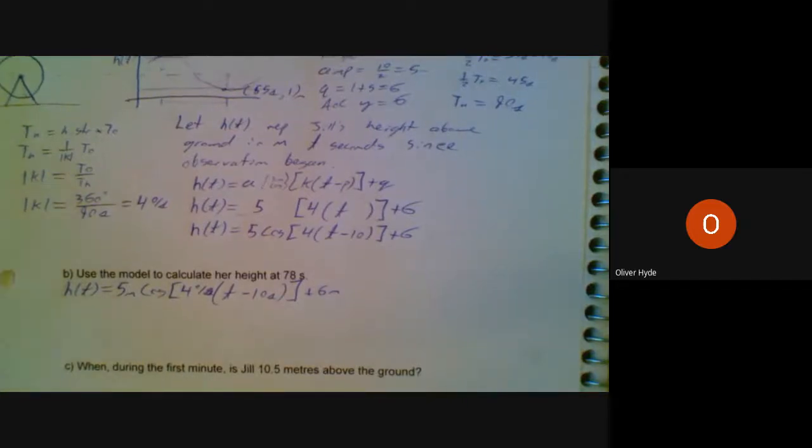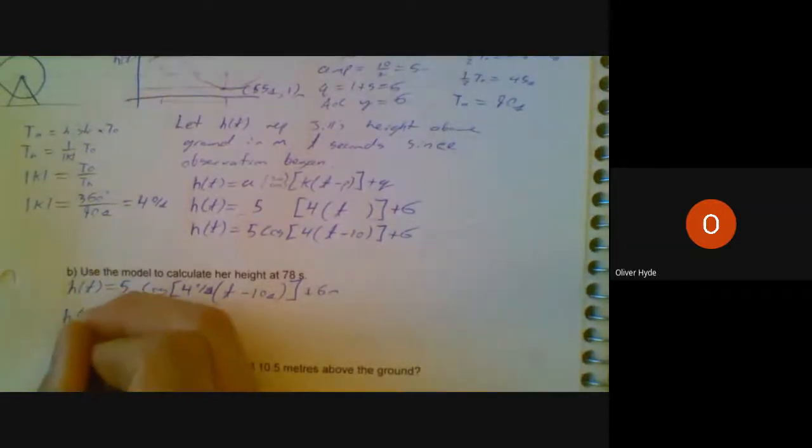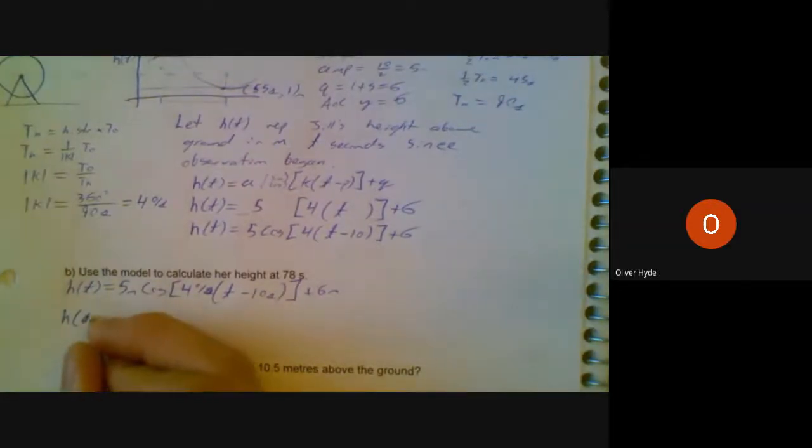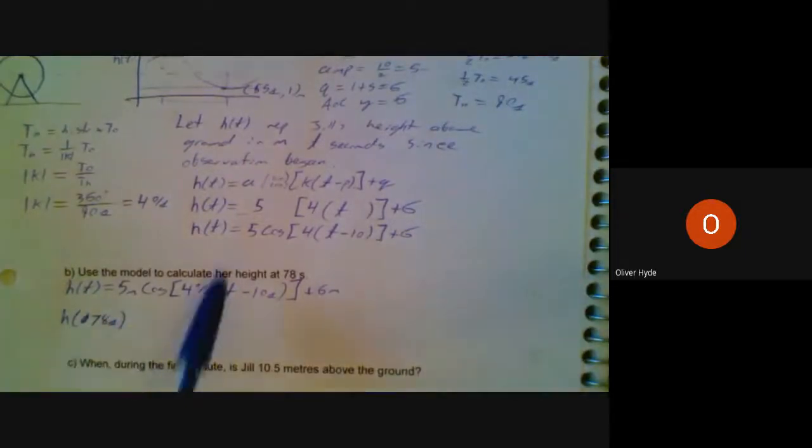It's kind of a mess, isn't it? But it's interesting to see how the units eliminate or convert here. So when I substitute in 78 seconds, the input into this function should be a time in seconds. How is that going to switch to a height in meters? I'm going to take 5 meters multiplied by the cosine of 4 degrees per second times 78 seconds minus 10 seconds, plus 6.